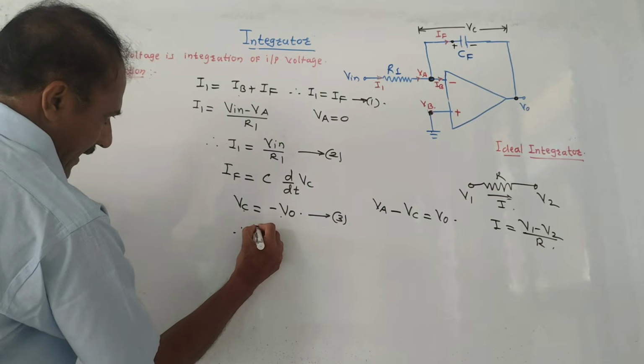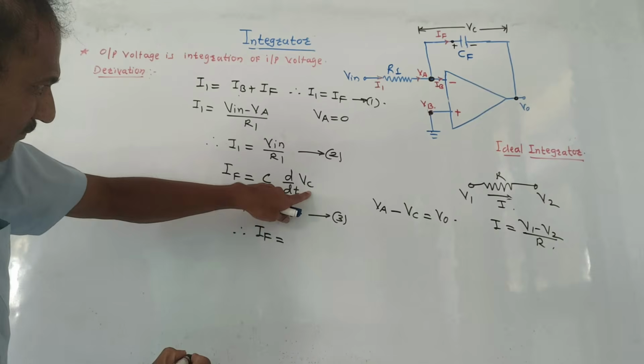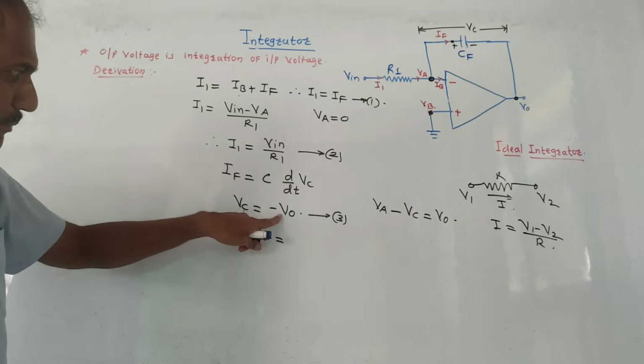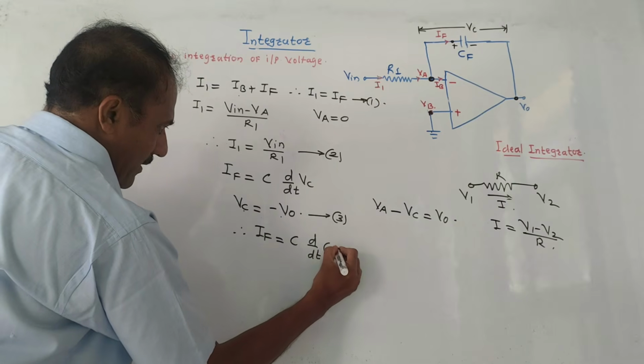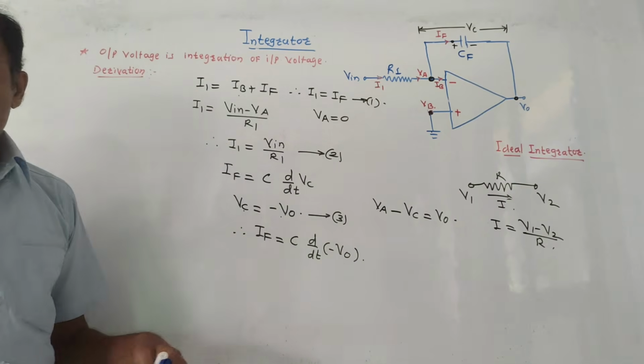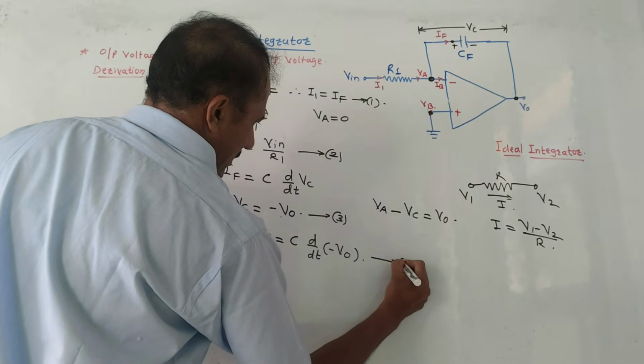Therefore, I can write IF, this equation, which is C d by dt of Vc. In place of Vc, I will put minus V0. So it becomes C d by dt of minus V0. This is the equation of IF, say equation number 4.